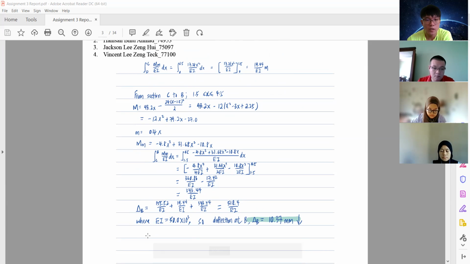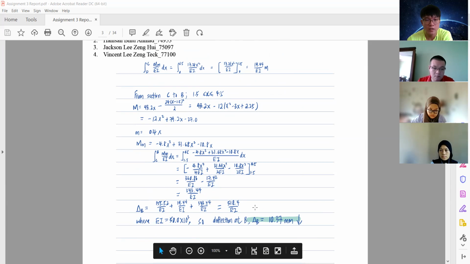Lastly, we add all of that together to get the final deflection at B, which is 518.4 over EI, and then we substitute the EI value into the equation. So the deflection at B is 10.37 mm in the downward direction.